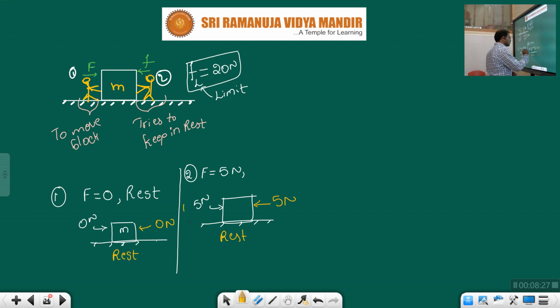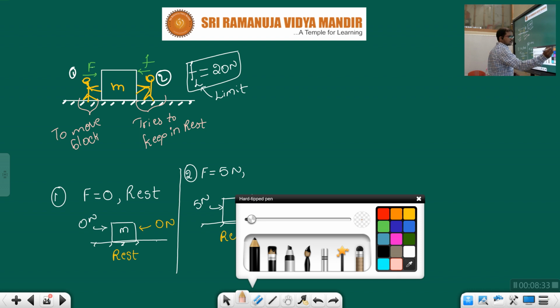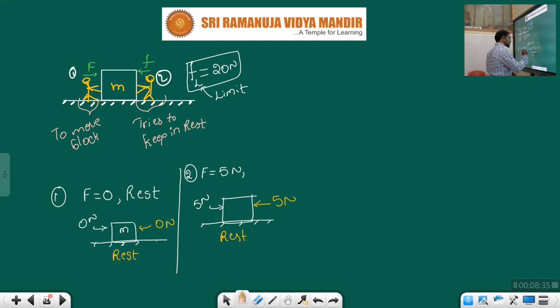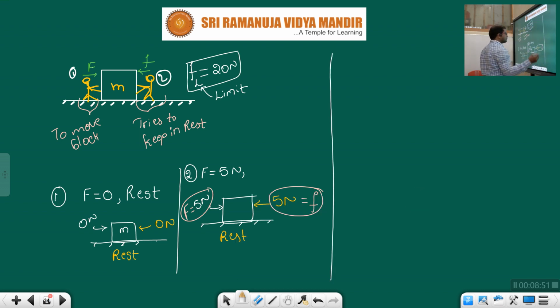Okay, so here capital F is 5 newtons, children. Here that second person's force is small f. Now we are denoting it with small f. Small f is 5 newtons. Is this clear? Next, let us consider a few more cases.